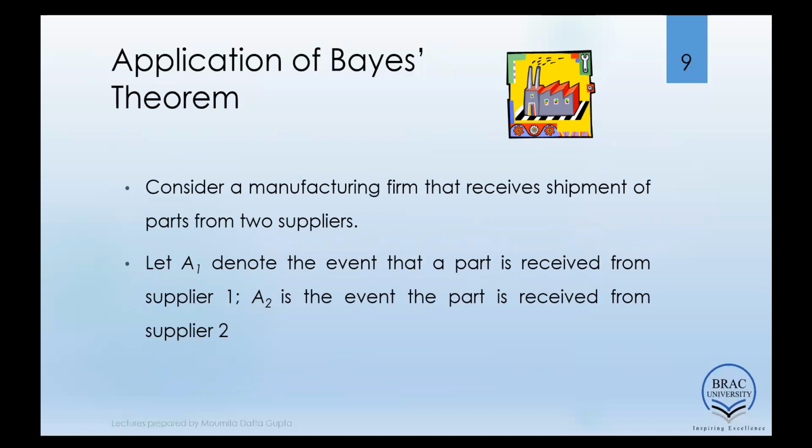Let's discuss a simple problem based on the Bayes rule. Let's consider that we have a manufacturing firm that receives shipments of parts from two suppliers. Let A1 and A2 be two events, where A1 indicates that a part is received from supplier 1 and A2 indicates that the part is received from supplier 2. So we have two suppliers, A1 and A2.